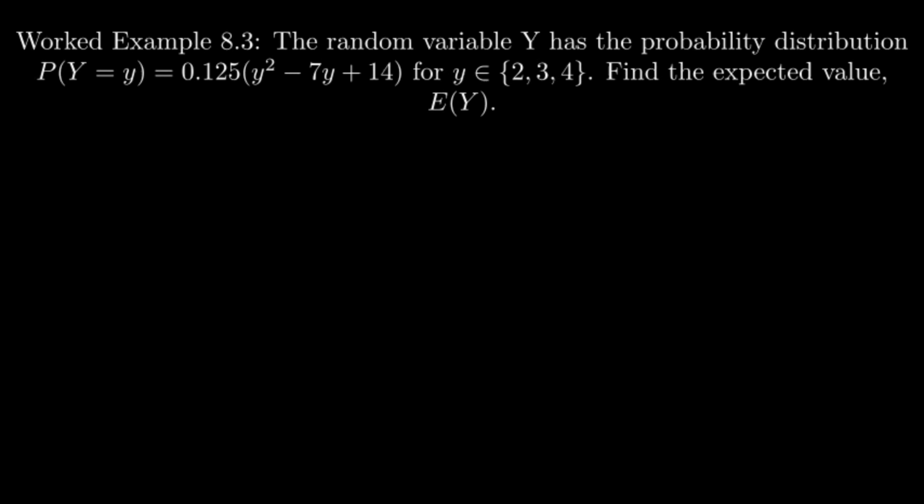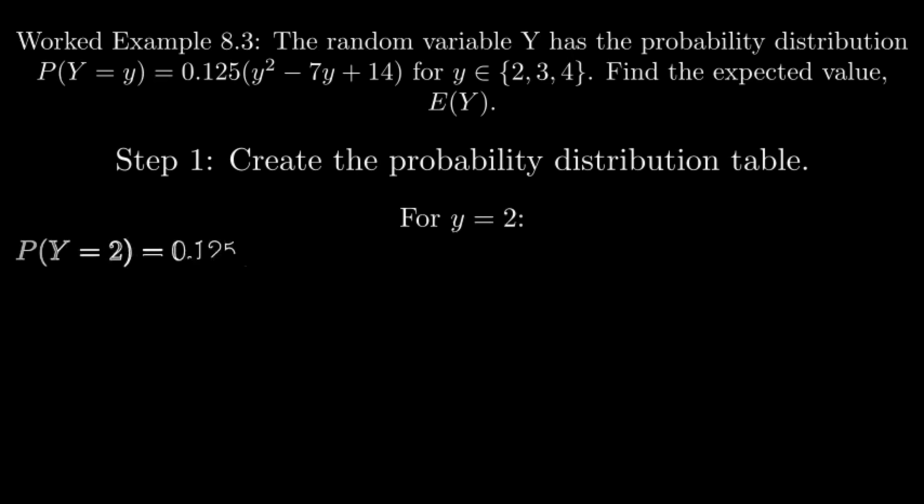Let's apply the expected value formula to worked example 8.3. In this problem, we're given the probability distribution as a formula instead of a table. The random variable y can take the values 2, 3, or 4. Our task is to find its expected value. The first step is to use the formula to generate the probability distribution table. This will make the expected value calculation much clearer.